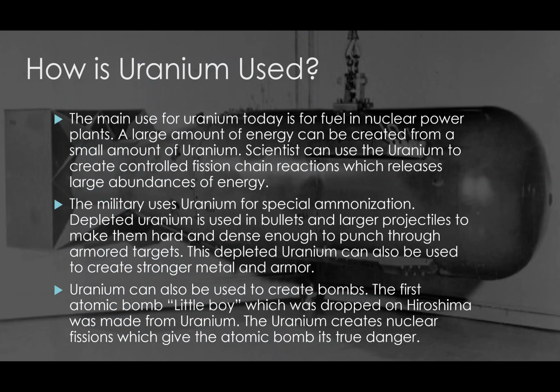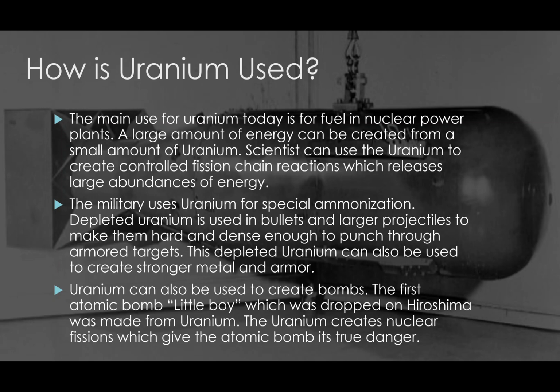How is uranium used? The main use of uranium today is for fuel in nuclear power plants. A large amount of energy can be created from a small amount of uranium. Scientists can use the uranium to create controlled fission chain reactions, which release large amounts of energy.